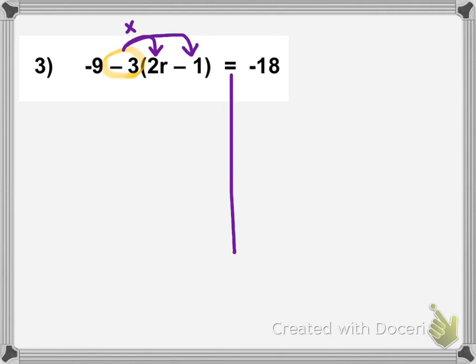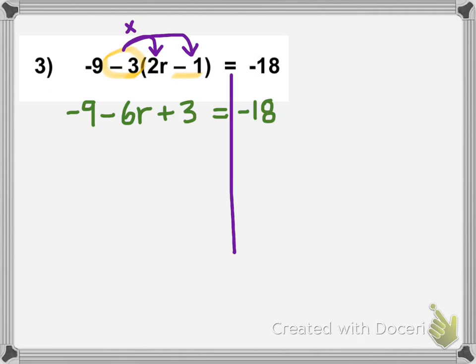So let's go ahead and simplify everything. In front of all that is a negative 9, so I'm going to bring that down. Now let's go ahead and multiply that negative 3 inside. Negative 3 times 2r is negative 6r. Negative 3 times this negative 1 is going to be positive 3, so plus 3. Bring down your equal sign, bring down the negative 18. Really watch those negatives. If you have questions as we're doing this, write these down and you can ask me in class.